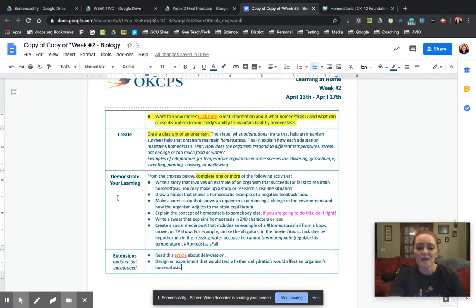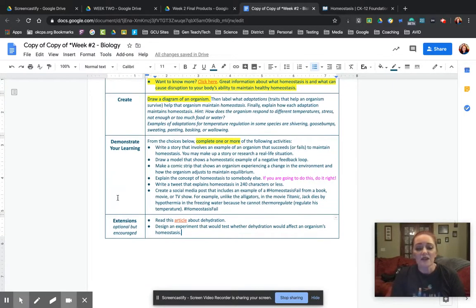Next, we'd like you to demonstrate your learning. You have several choices below, and we're asking that you complete at least one of these, but by all means, please challenge yourself and do more than one. You've got a whole week. You have 6 different options below, but if you pick one of those options, make sure that you do it well and that you do it thoroughly.